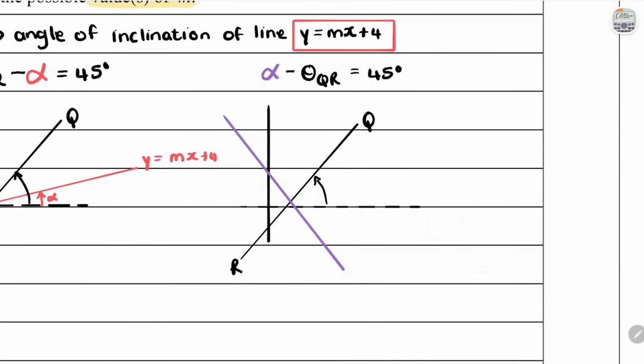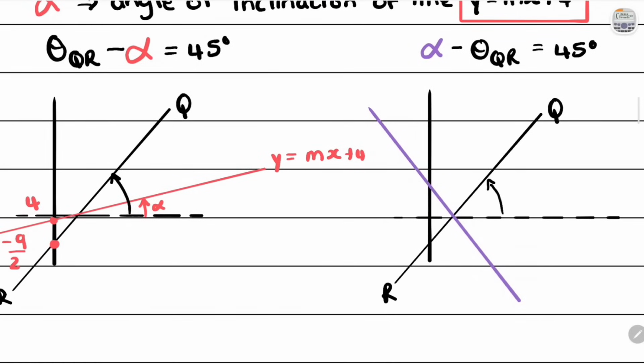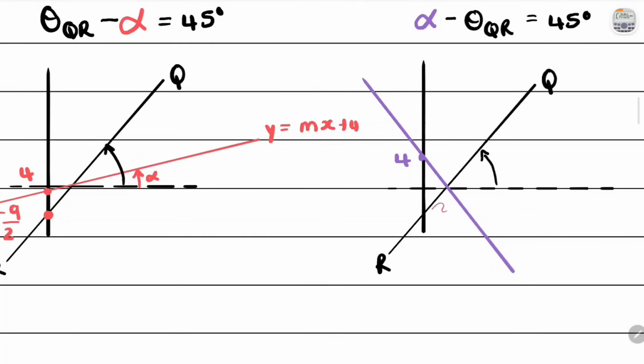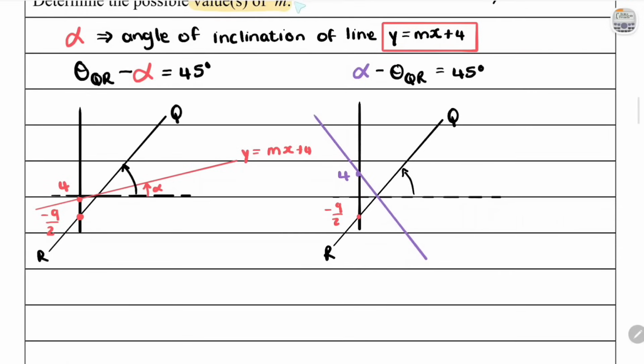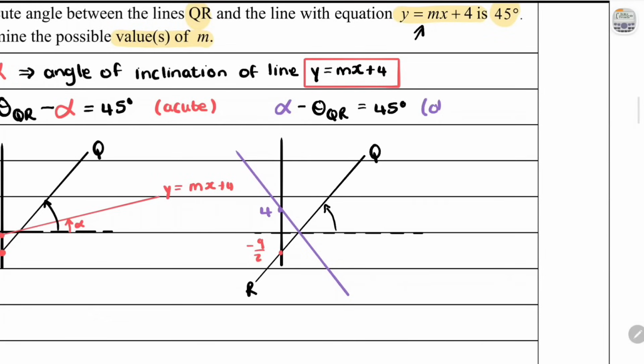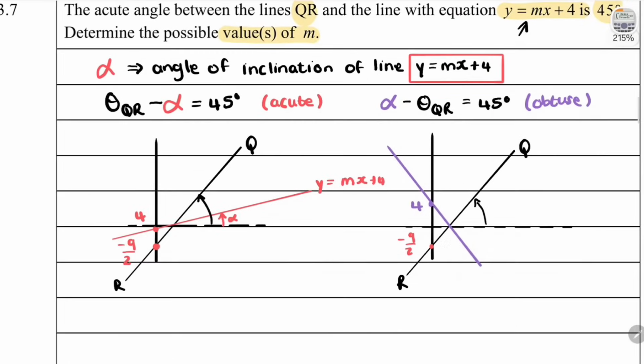So these are two possibilities that we're going to have to take into account. And again, the diagram is not drawn to scale. In this case, the y-intercept would still be 4, and here the y-intercept would still be -9/2. So we have to consider both cases. In this case, alpha could be acute, and in this case, alpha could be obtuse. So let's look at how we can get to this. Remember, we can have an angle minus alpha giving us 45 degrees, but alpha is still acute as long as it is less than whatever that angle is.